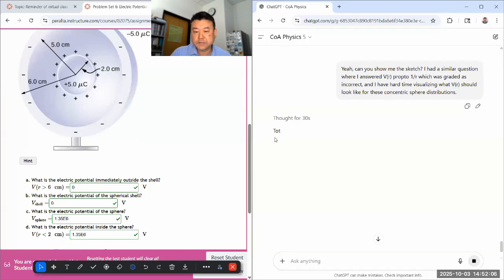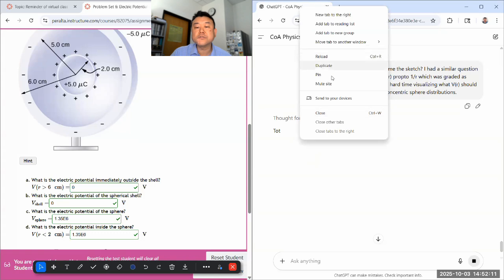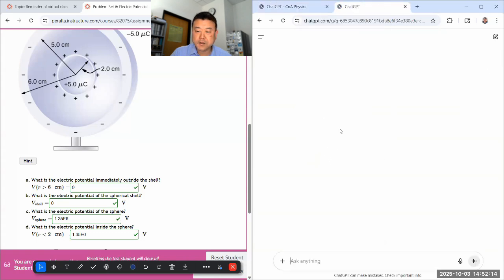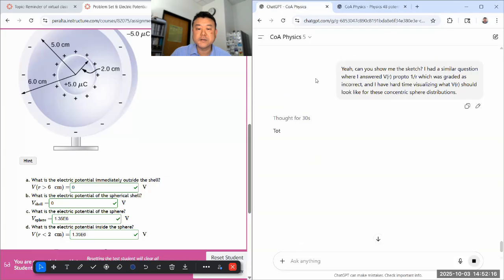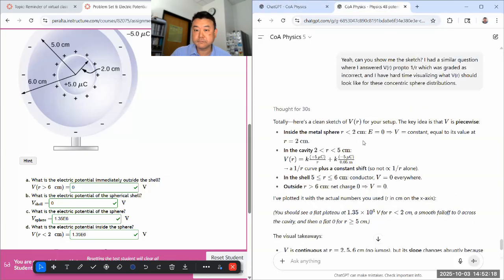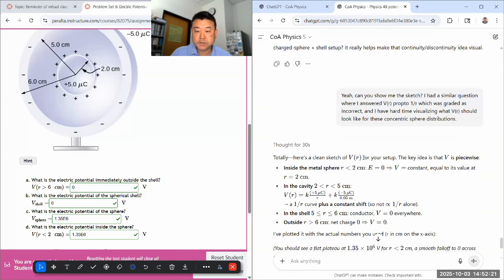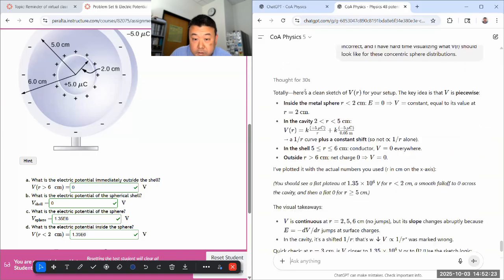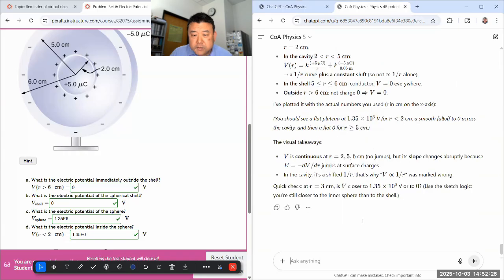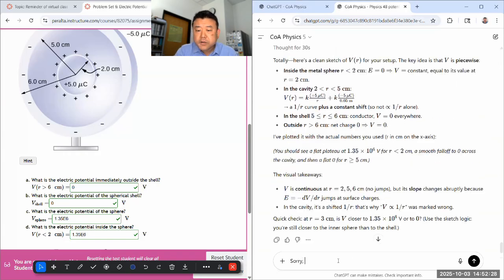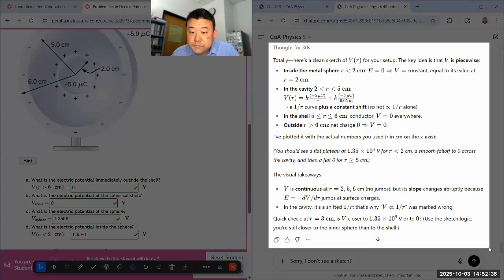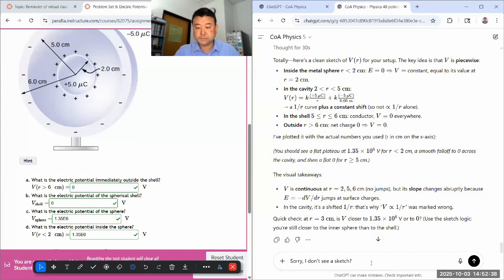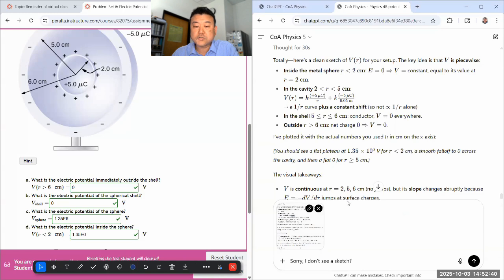Is it frozen? No, it remains frozen. Should I open another one? Because I think the response is there, they're waiting for me. It's just this particular front end that's frozen. Sketch of it. There's a clean sketch. Wait. Sorry, I don't see a sketch. It's just describing it in words.